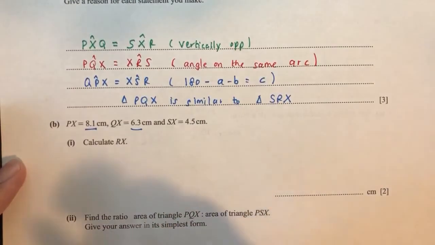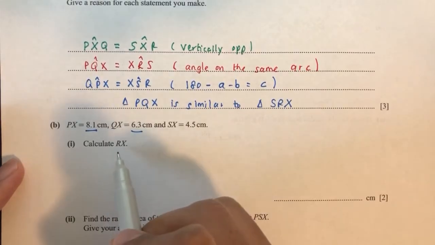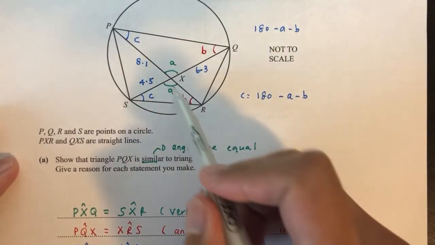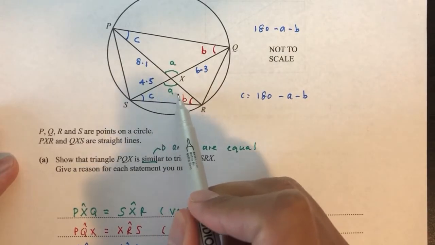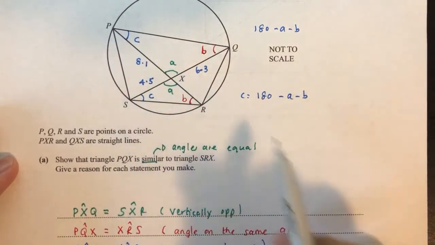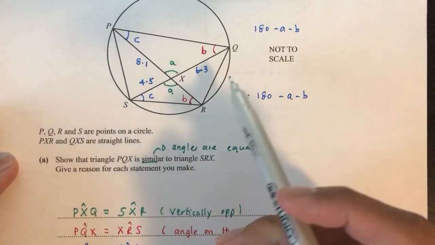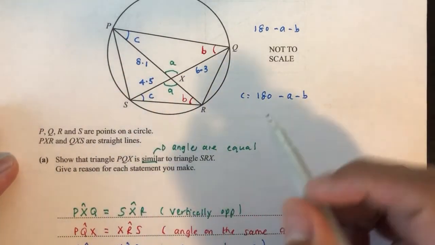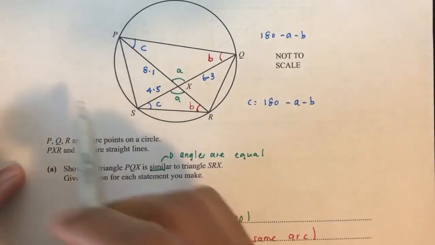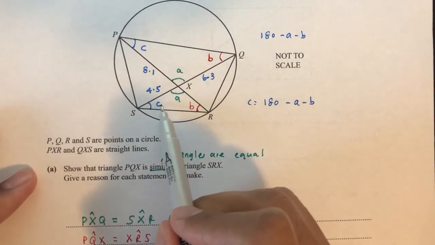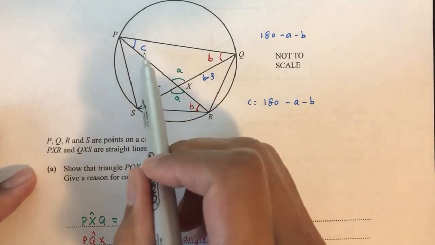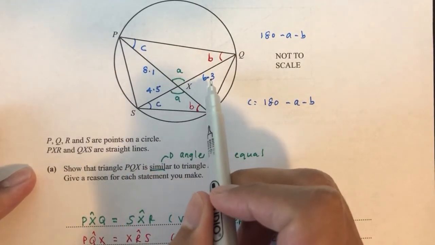So now moving on to part 1 question. Find the length of RX. Where's RX? RX is this one. It is the side opposite C. So we have to use proportionality to find the side RX. So let's write this here. As you can see, the side opposite to angle C is RX, and the side opposite to angle C here will be 6.3.